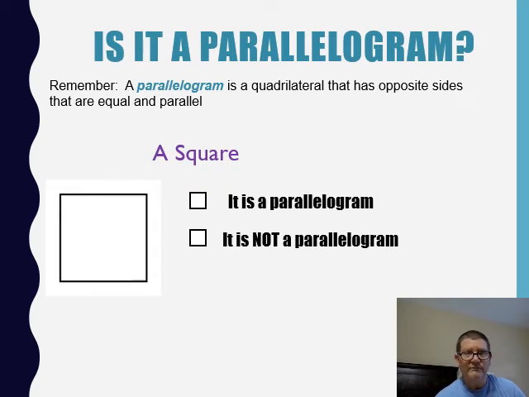Now a square. Once again, going back up to the properties of a parallelogram, it says opposite sides are equal, and we know that these opposite sides are equal because all sides are equal. And since that's the only property for a parallelogram, a square is a parallelogram.